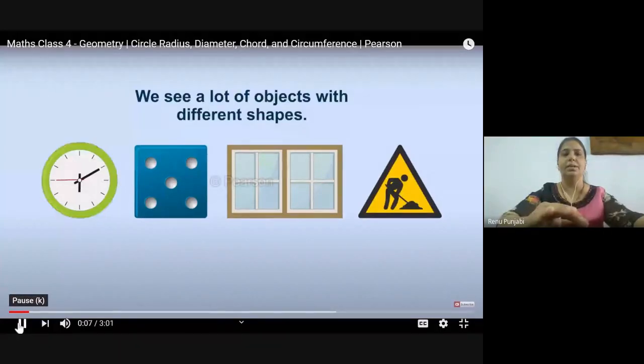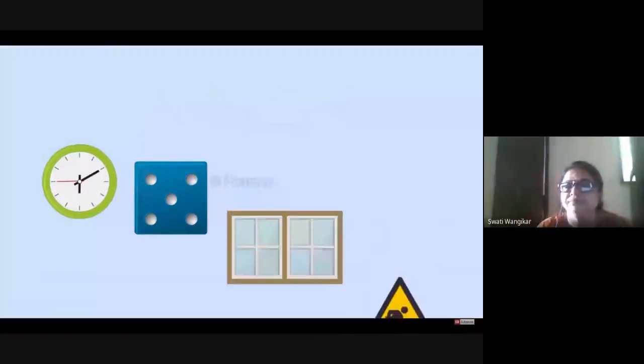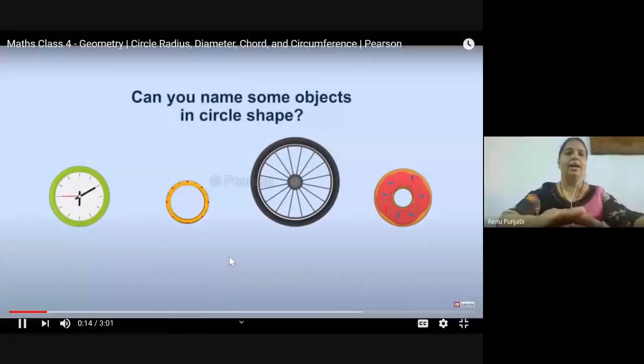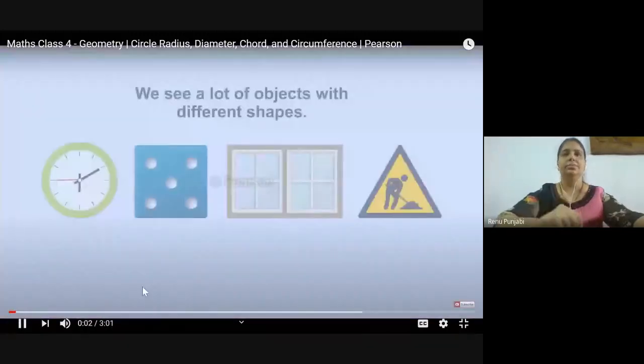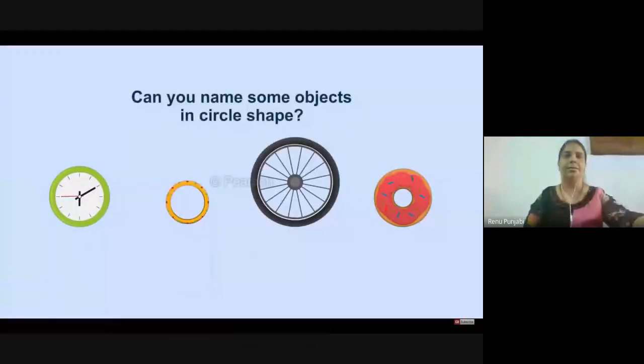We see a lot of objects with different shapes every day: circles, squares, rectangles, triangles, to name a few. Can you name some objects that have the shape of a circle? Do you notice that all these objects are circular? Let's learn about the circle and the terms related to a circle.